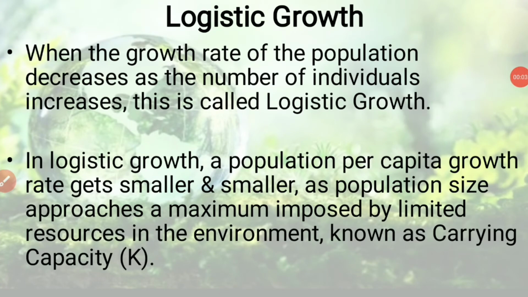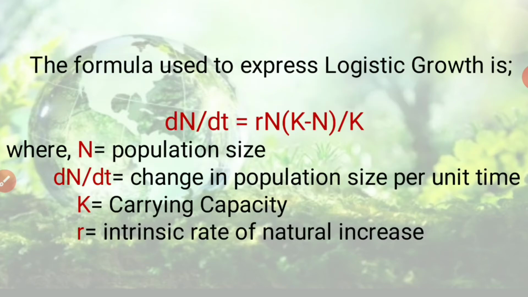Now the second type of population growth is logistic growth. When the growth rate of the population decreases as the number of individuals increases, then this is called logistic growth. That means in logistic growth, a population's per capita growth rate gets smaller and smaller as population size approaches a maximum imposed by limited resources in the environment, which is known as carrying capacity, or capital K.